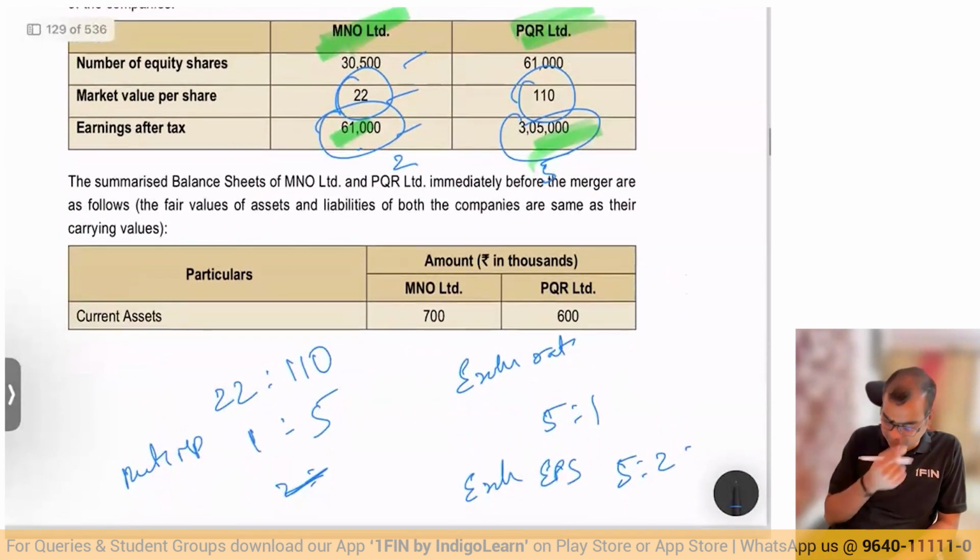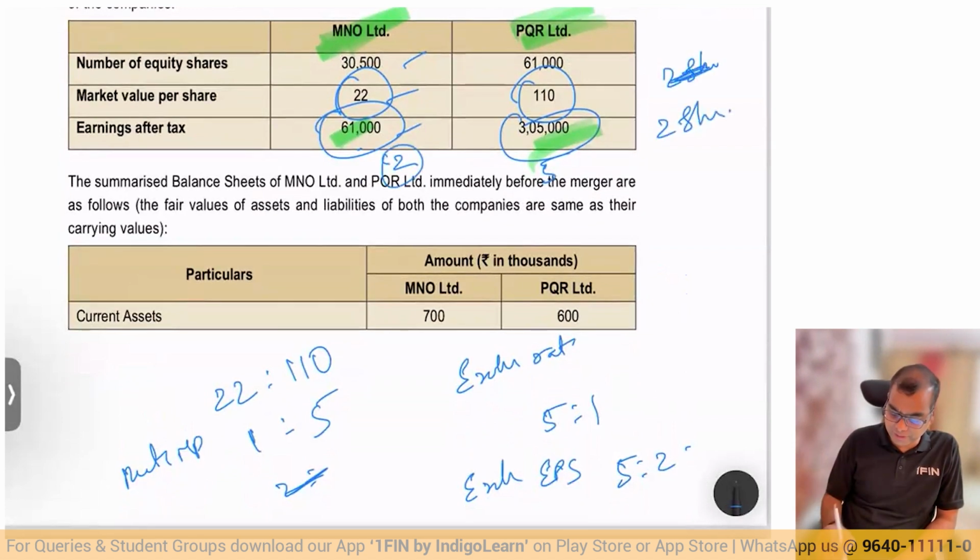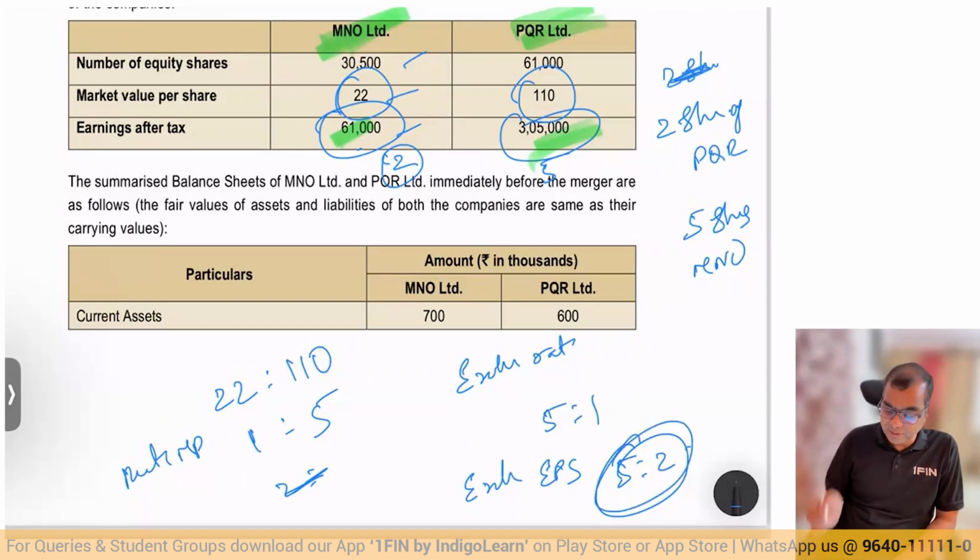M&O is acquiring PQR. For every 2 shares of PQR, the ratio is 5:2, right? So for 2 shares of PQR, the shareholders of PQR got 5 shares of M&O. This is what 5:2 means. Now, what does 5:1 mean? For every 1 share of PQR, they should get 5 shares of M&O.